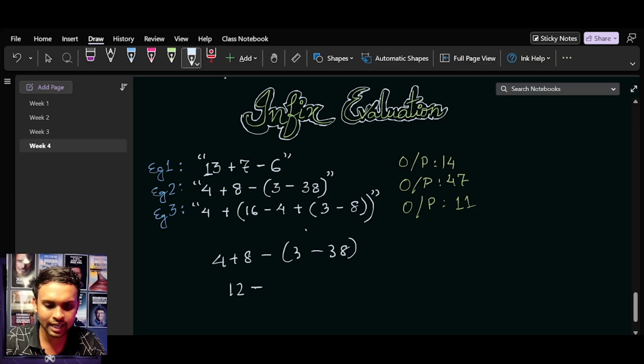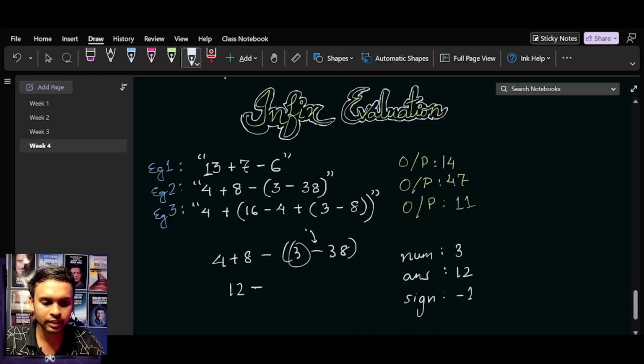But if you just carry forward, then what will you do? You will have 3 variables, right? Num, answer and sign. So in your sign variable, minus 1 is there because of the negative sign. Then when this negative sign comes, num will store this 3 value, and in my answer 12 was there. So you will do basically 3 into minus 1. It will become minus 3. Then you will add it to your answer. So answer will become 9, right?